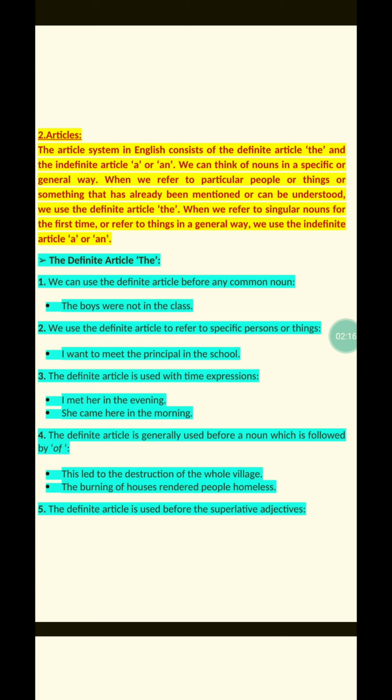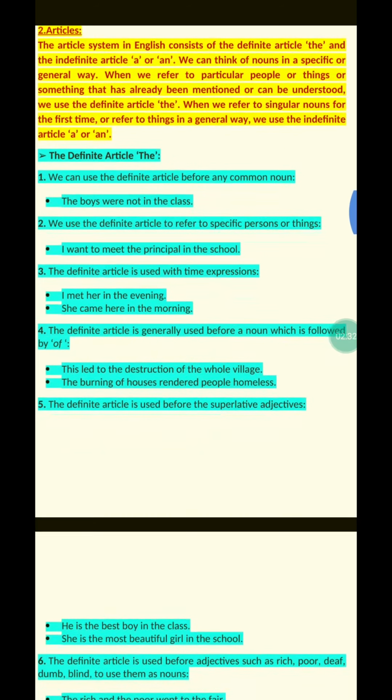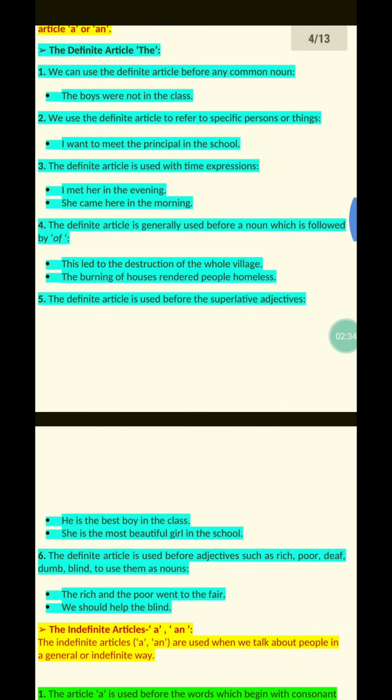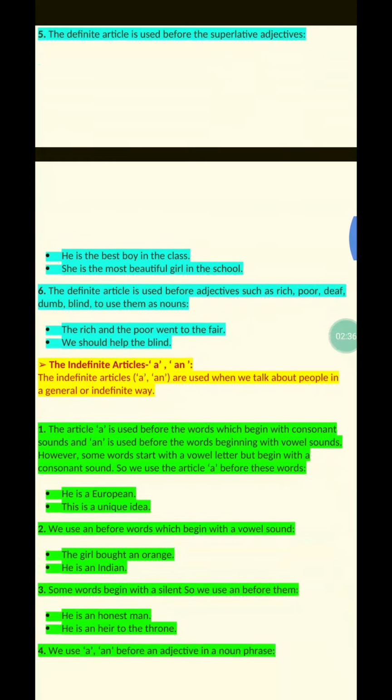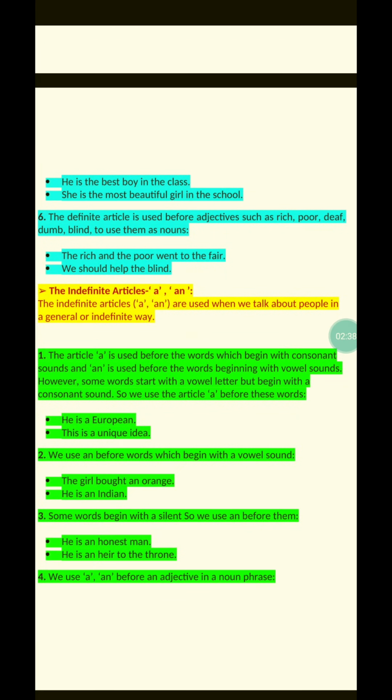Fourth point, the definite article is generally used before a noun which is followed by the preposition of. This led to the destruction of the whole village. Fifth point, the definite article is used before superlative adjectives. Let us take an example. He is the best boy in the class. Second, she is the most beautiful girl in the school.